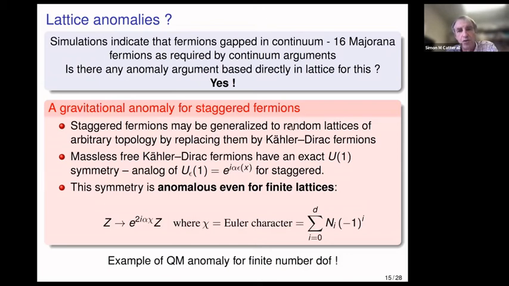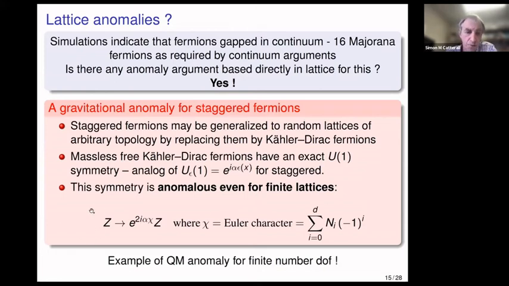The problem is that you can't use regular staggered fermions for that, because regular staggered fermions only live on a torus, basically a regular lattice with a toroidal topology. So you have to generalize them slightly to make this argument. You generalize them to Kähler-Dirac fermions. And it turns out those massless Kähler-Dirac fermions have an exact U1 symmetry, which is just the analog of the U1 epsilon symmetry of staggered fermions. So you can lift that symmetry up to these Kähler-Dirac objects. And you can show that symmetry is anomalous even when you have a finite number of lattice points.